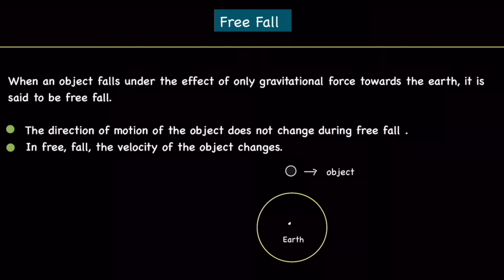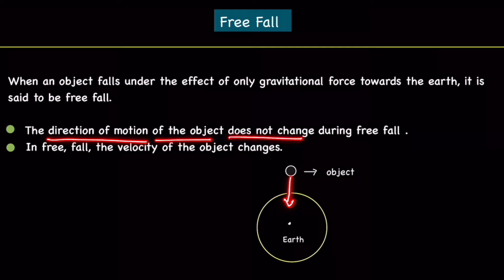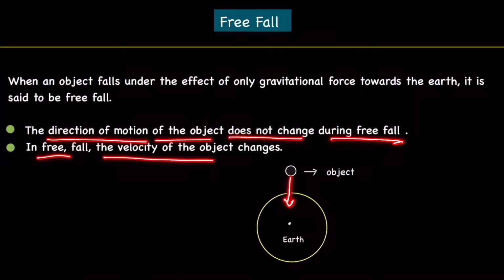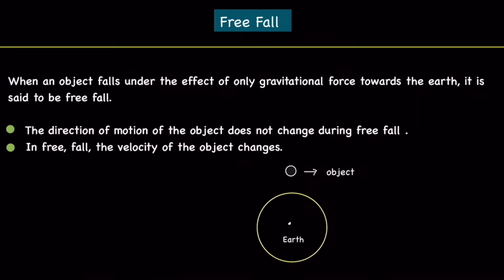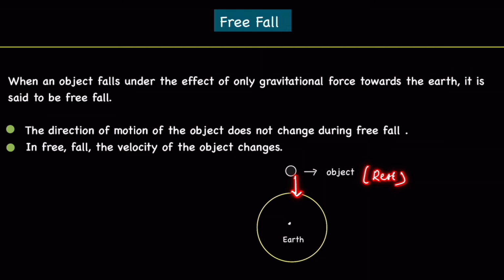And you see the direction of the object is towards the center of the earth. So that's why the direction of the motion of the object does not change during free fall. And in free fall, the velocity of the object changes. Initially, the object was at rest, but due to gravitational force, its speed has started increasing. And when it is about to reach the surface, it has maximum speed.